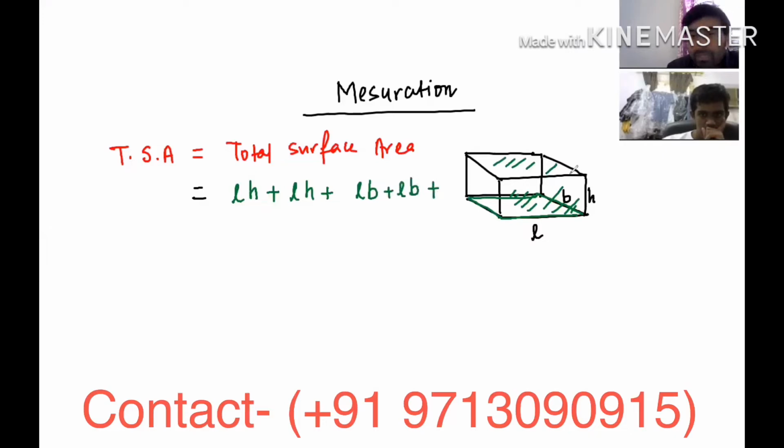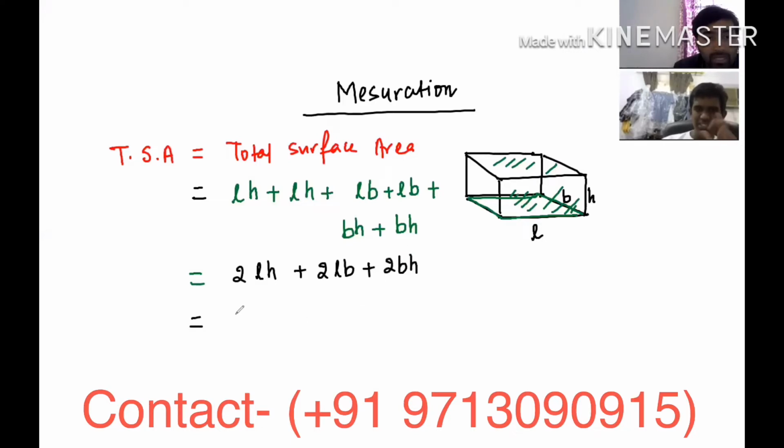Plus, this side area will be BH, and again the other side area will be BH. So the two sides are BH, BH, LH, LH, and LB, LB. So the total will be 2LH plus 2LB plus 2BH.